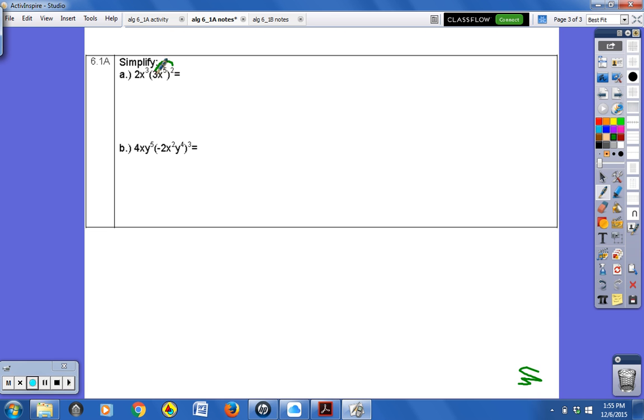So I have to distribute this 2 inside first. But I can't forget about this 2x to the 3rd. So I'm going to write it here so I don't forget about it. And then I'm going to distribute the 2 to the 3. So it's 3 squared. I'm going to distribute the 2 to the x. So that's x to the 5 times 2.